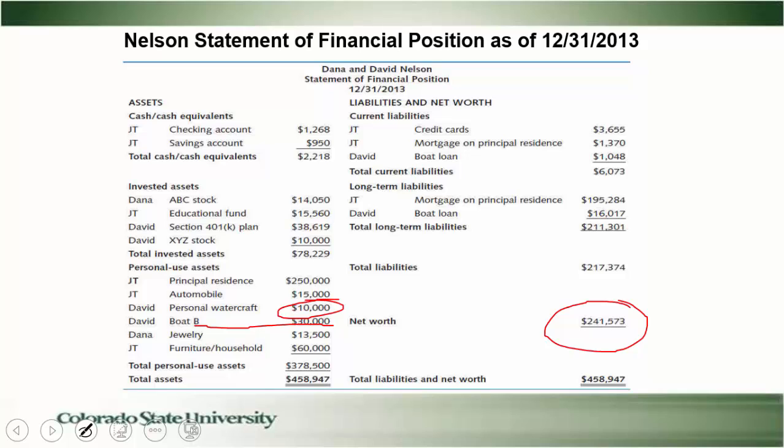Dana's ABC stock has gone up in value. There's just a variety of things on here that's changed. Our mortgage debt has gone down because we've made payments on that. Boat loan has actually increased because he bought a bigger boat. So overall, with all of the changes on here, their net worth has actually gone up.